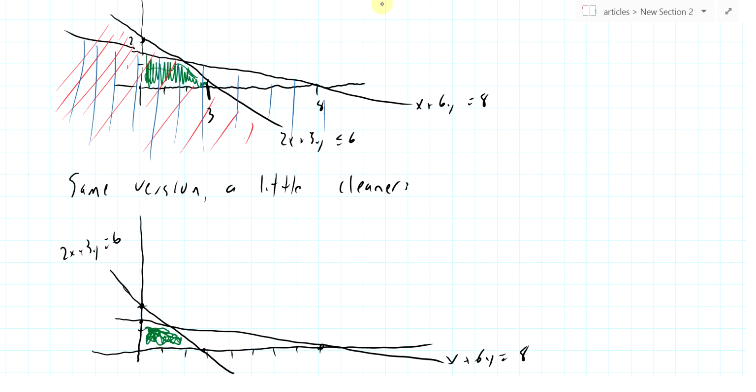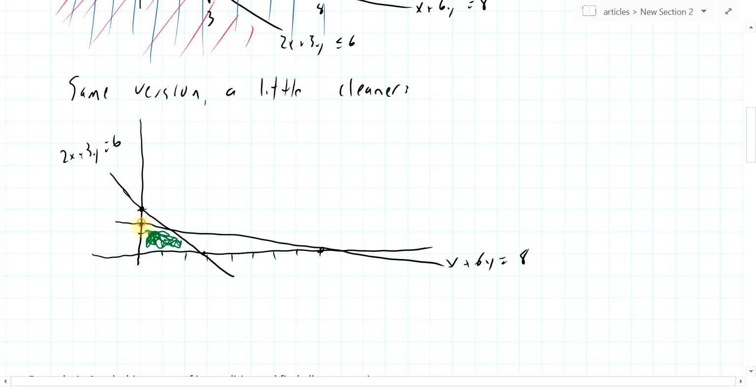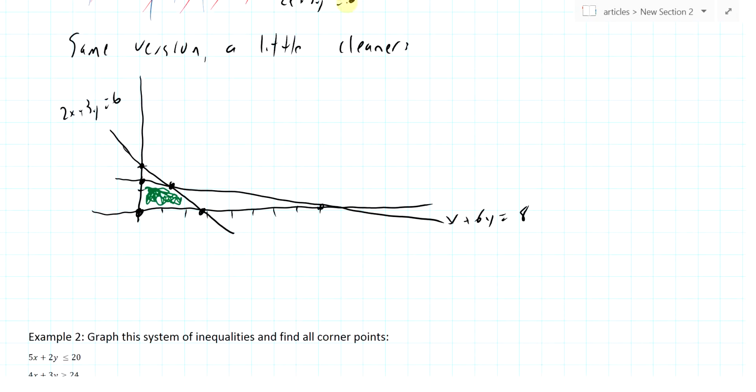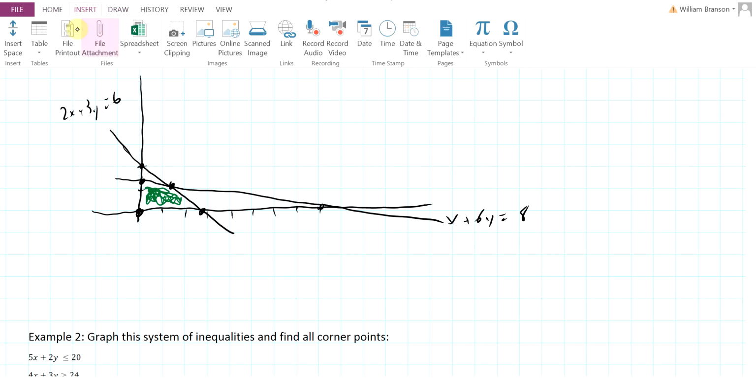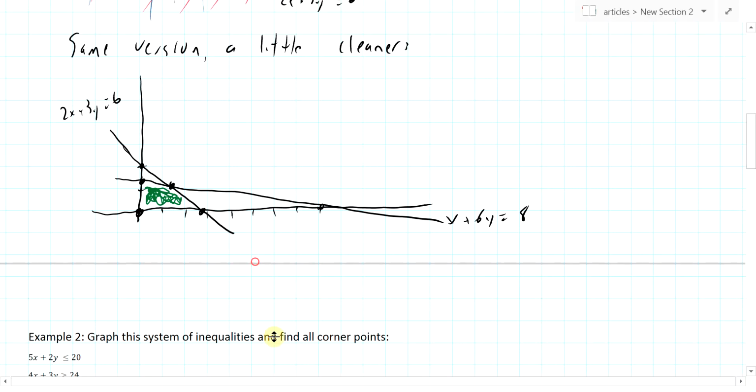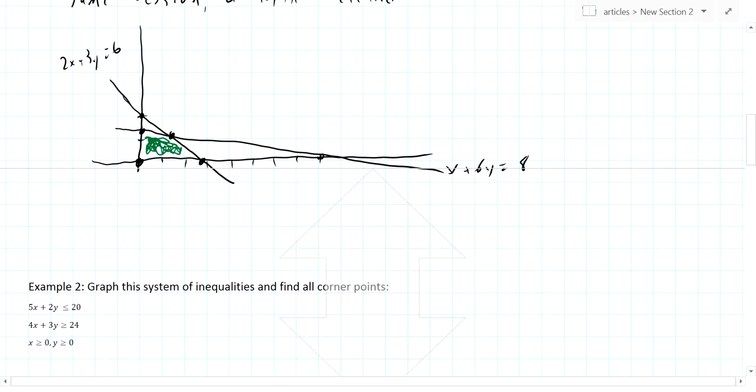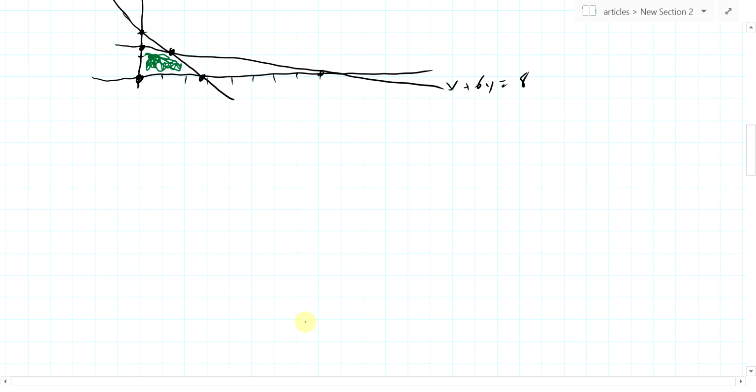Now, what are the corner points? Now, there are 4 corner points, right? One is here, that's one corner. This is another corner. This is another corner, and this is another corner. So 4 corner points there. It looks like we'll need even more space because we'll have to do a little bit of calculation. So what are these 4 corner points?